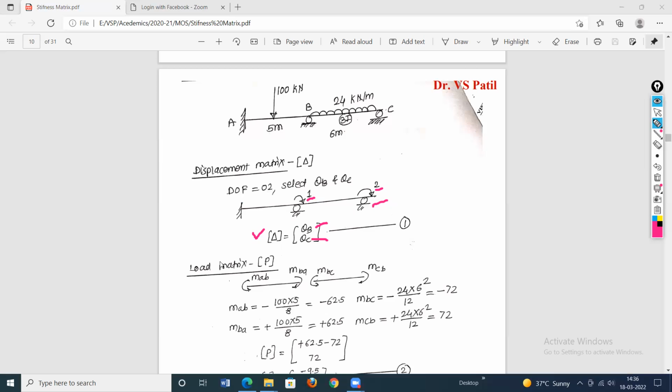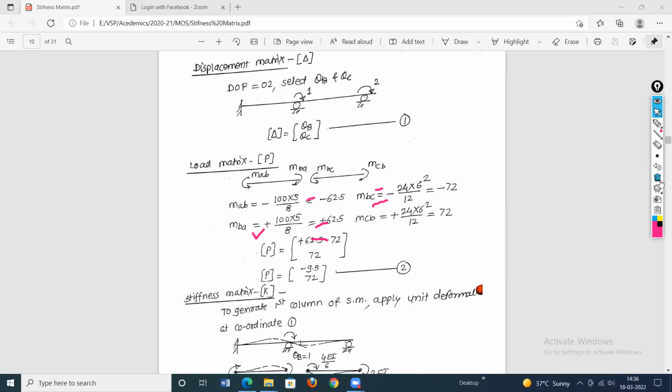Second is the load matrix. To generate the load matrix, determine the fixed end moments due to loading. There are two spans: this is the first span, this is the second span. On the first span, the load is at the center, so this moment will be WL by 8, and this moment will again be WL by 8.